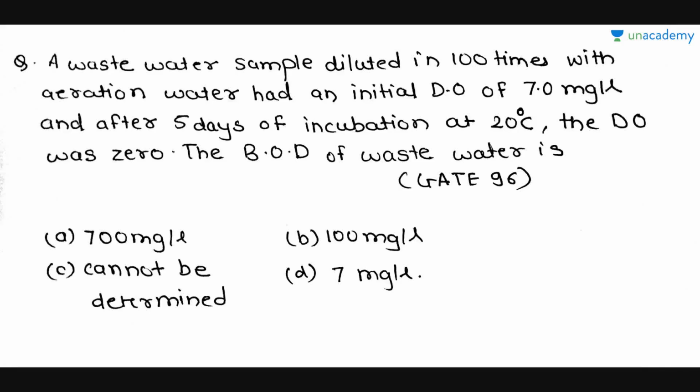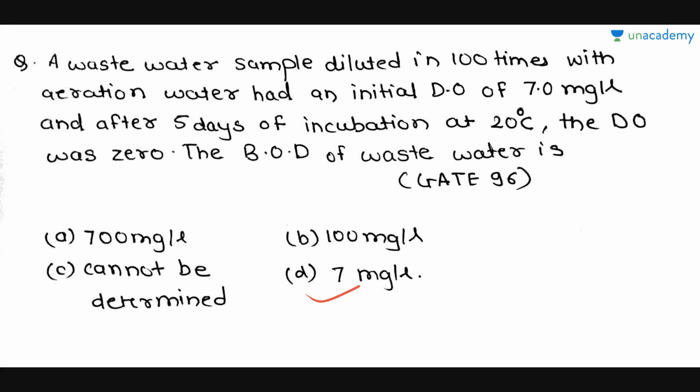Next question is: a wastewater sample diluted 100 times with aeration water had an initial DO of 7 mg per liter, and after 5 days of incubation at 20 degrees Celsius the DO was 0. The BOD of wastewater is, this question was asked in GATE 1996. Option A is 700 mg per liter, option B is 100 mg per liter, option C is cannot be determined, and option D is 7 mg per liter.